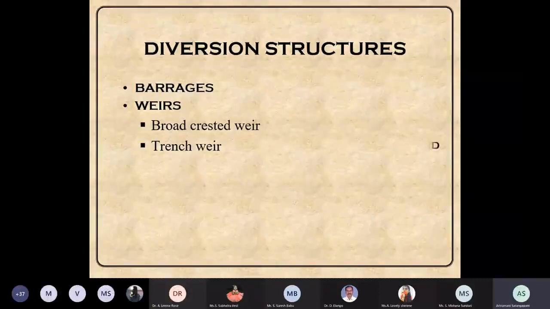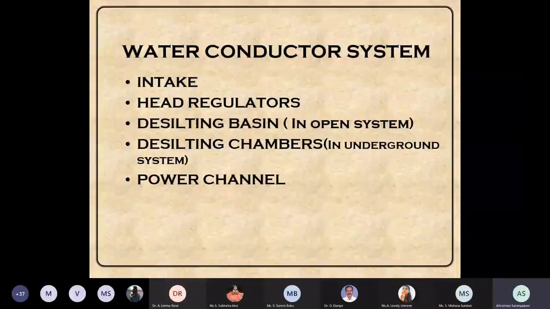So I told you about the water conductor system. As I explained before, this has an intake where the water goes inside, and after that a head regulator where we have the gate and other things. And then the desilting basin. A desilting basin is nothing but this: the river carries a lot of silt, and we don't know what the property of the silt is.